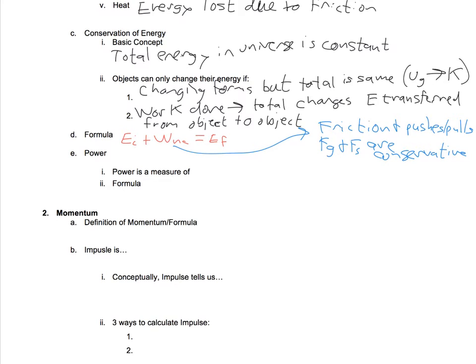Last thing with energy, power. Power is a measure of the rate of energy use, measured in watts. And the way we find it is simply the work done over the time. So power is work over time. Just real quick, that's the unit there, watts, not work. That W is for watts.